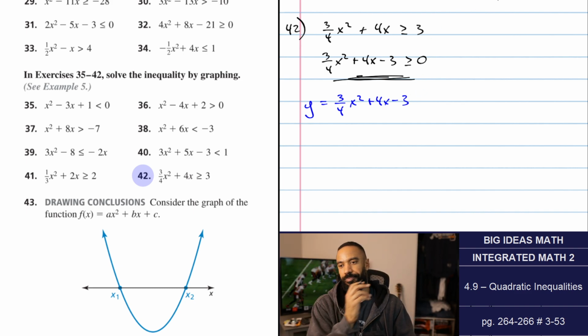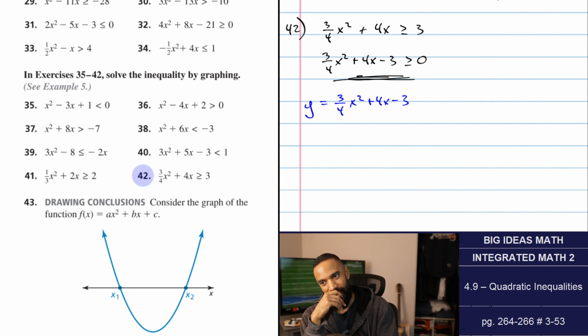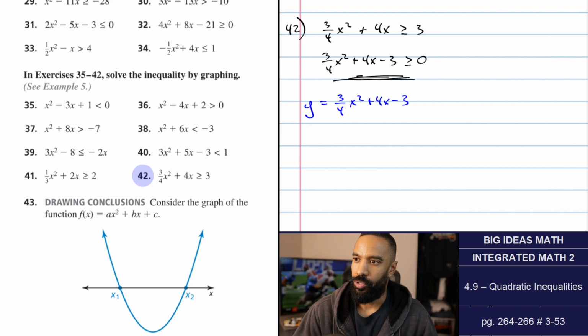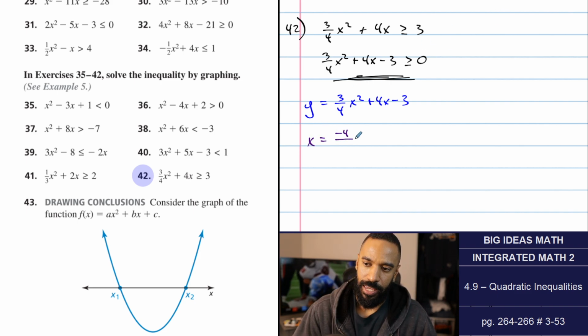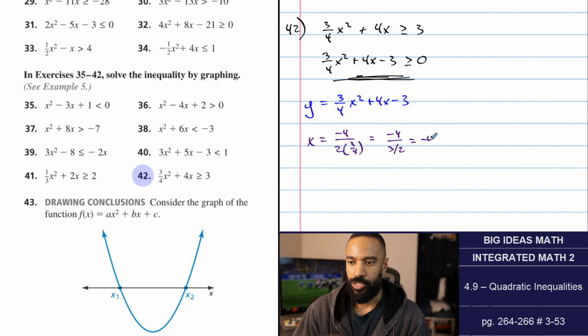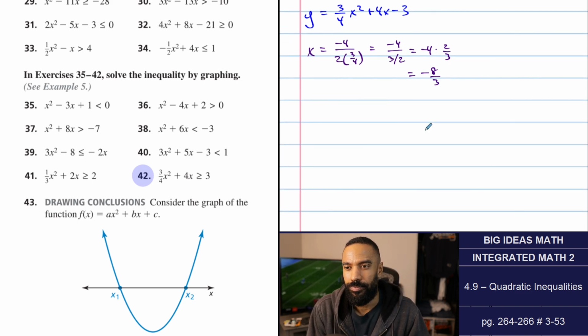Now, in order to do that, I'm curious if it's factorable first, because then I can get the intercepts. I'll do the vertex first. Okay, so we'll do negative b over 2a. That's negative 4 over 3 halves, which is negative 4 times 2/3. Oh, no. That's negative 8/3. Negative 2 2/3. Oh, no.